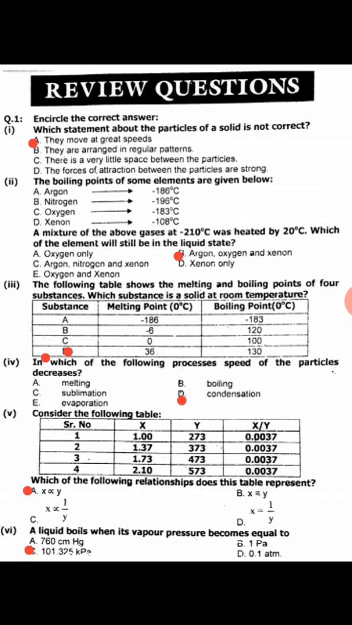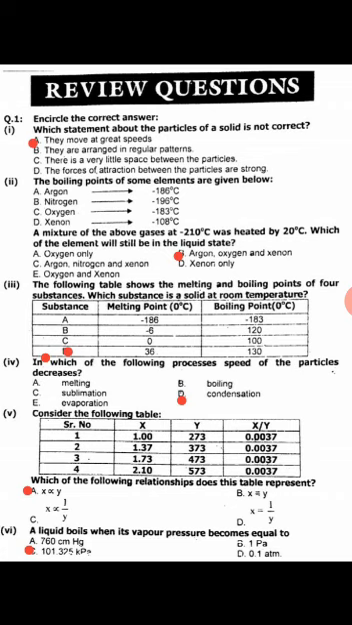Question number 3 is, the following table shows the melting and boiling points of 4 substances. Which substance is a solid at room temperature? Here the melting and boiling points of 4 substances are given, and we have to find which one will be solid at room temperature.